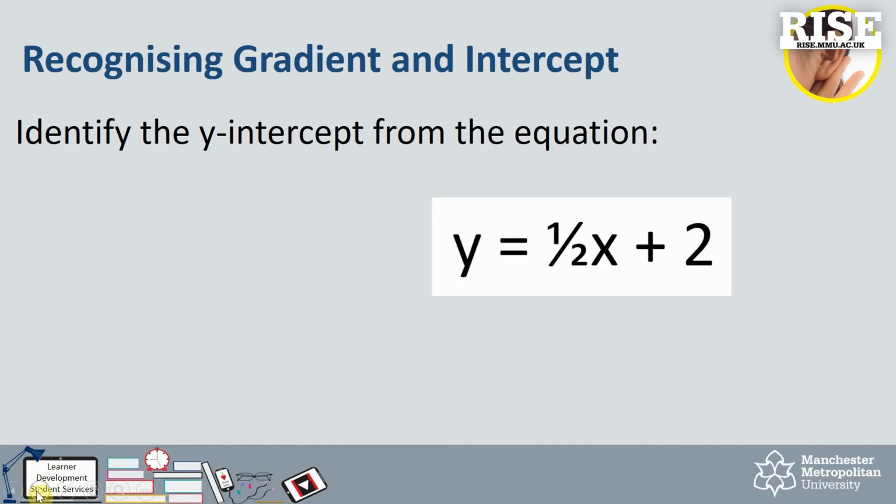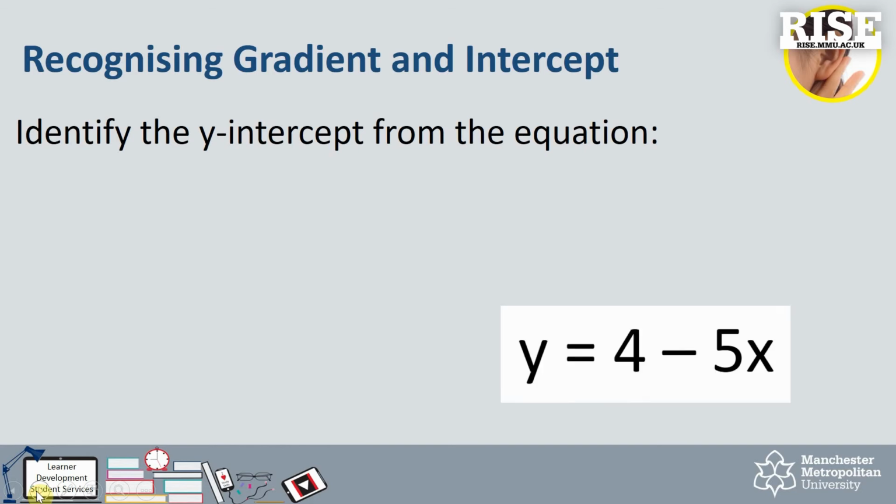On this one, the y-intercept is positive 2. What about on this one? The y-intercept is positive 4 in this case. Do watch out for where they don't appear with the x as the leading term.